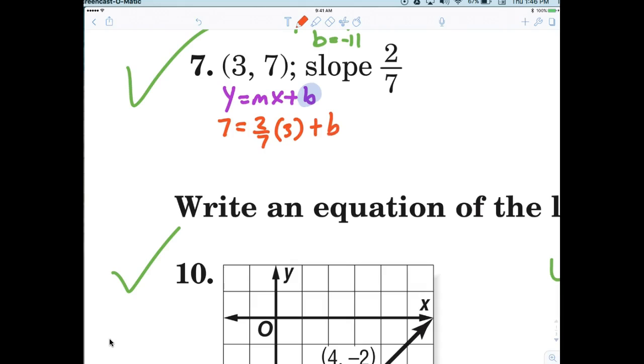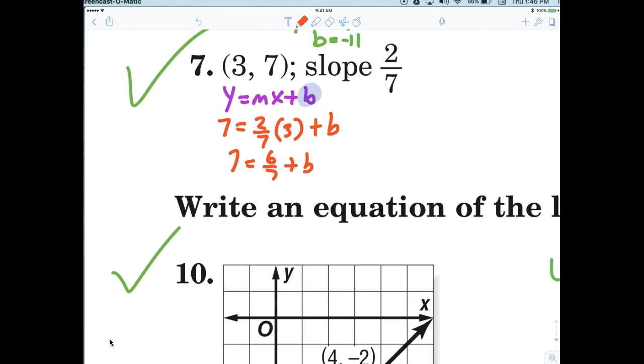Now you've got to practice your multiplication. What's 2 sevenths times 3? Everybody should be saying the answer. 6 sevenths. That way I know if you know what you're doing. Don't let someone else answer that for you. All right, the answer is 6 sevenths. So now I'm going to write 7 is equal to 6 sevenths plus b.